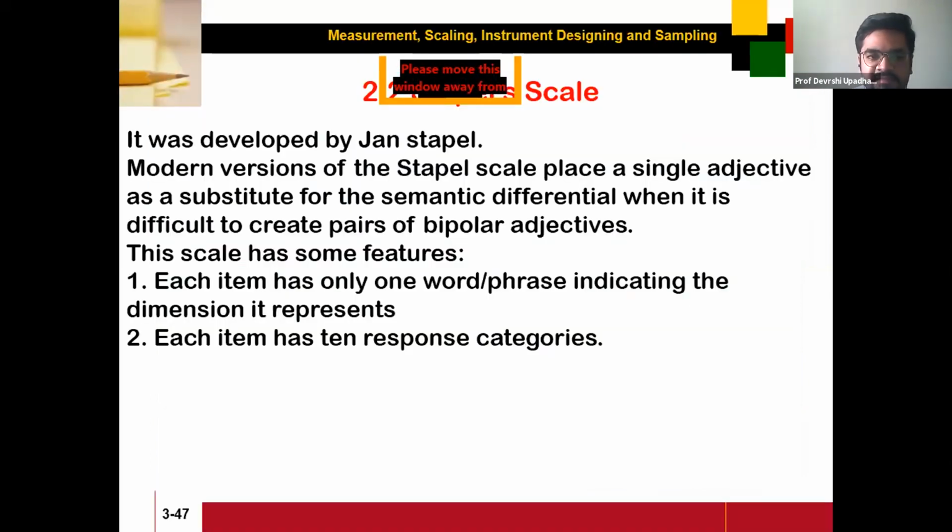Next, the Stapel scale question. It was developed by Jan Stapel, and the modern version of the Stapel scale uses a single adjective as a substitute for the semantic differential when it is difficult to create pairs of bipolar adjectives. This scale has some features: each item has only one word or phrase indicating the dimension it represents, and each item has 10 response categories. So ultimately, in the Stapel scale, there are multiple dimensions to be considered, with 10 response categories.